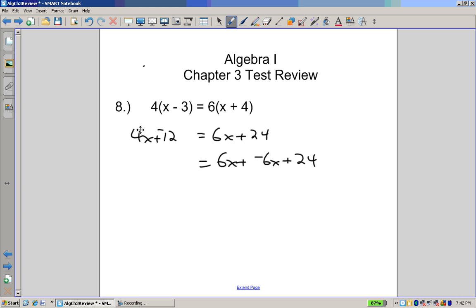Now, you may have gotten rid of the 4x, which is absolutely fine. It doesn't matter which side you get rid of first, but you just need to choose one. 6x plus negative 6x is 0. 4x plus negative 6x is negative 2x.